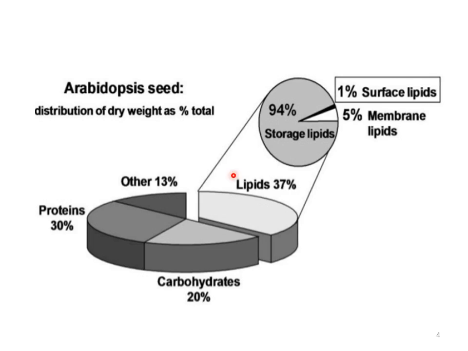This is another example which shows the distribution of dry weight in the Arabidopsis seed. Here you can see that lipids are 37% of the total, and carbohydrate quantity is 20% of the total. Proteins are 30% and 13% is composed of other biomolecules. And among these 37%, 94% of the lipids are storage lipids.